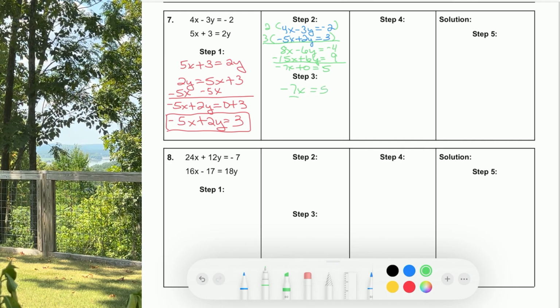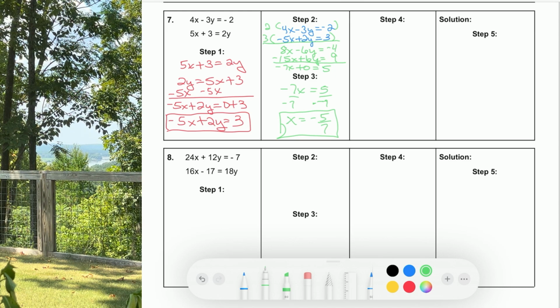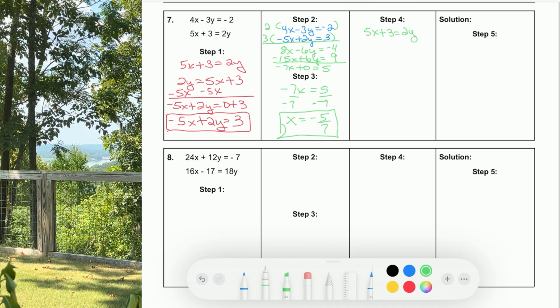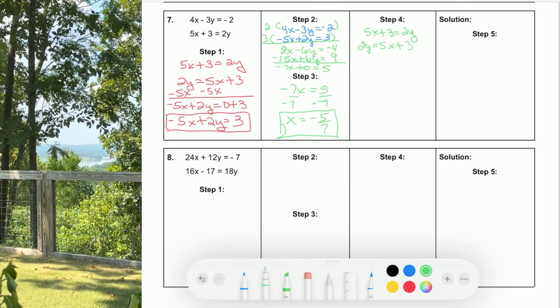And when I divide both sides by -7, I get x equals -5/7. So I end up with a fraction. All right, step 4, I'm going to take the 5x plus 3 equals 2y. I'm going to flip it around. 2y equals 5x plus 3. Replace my x.